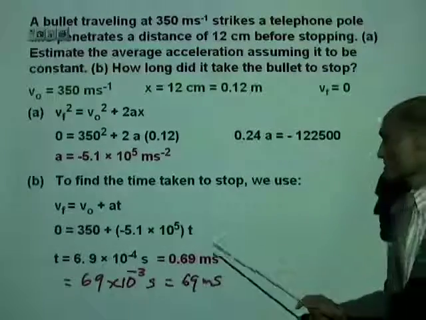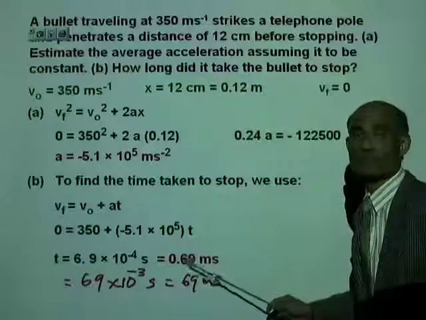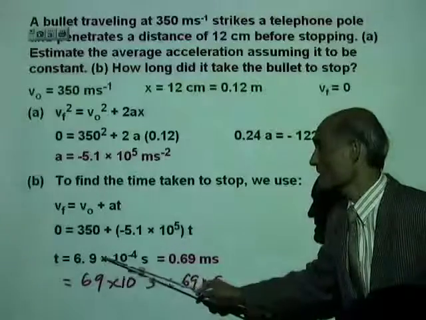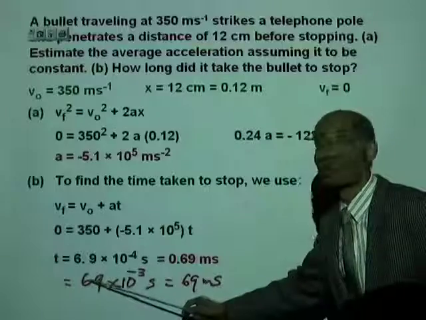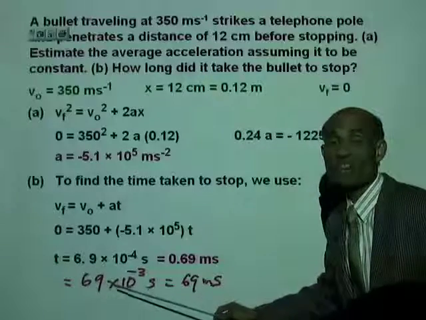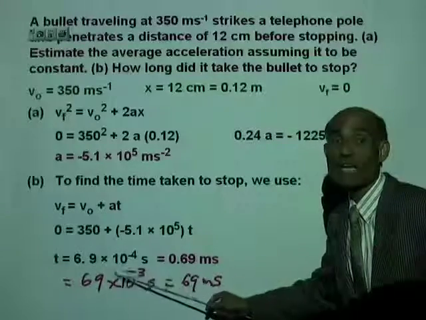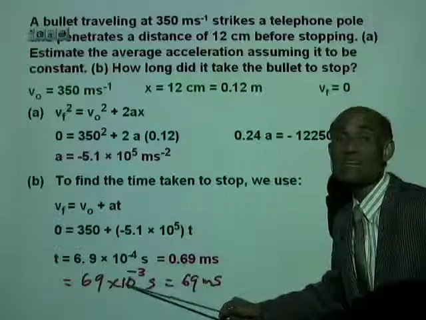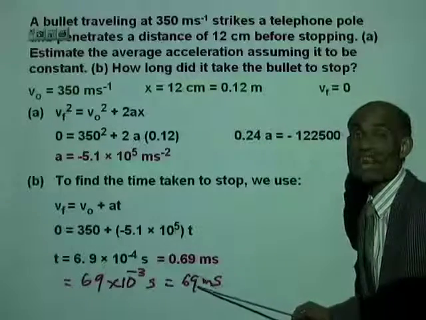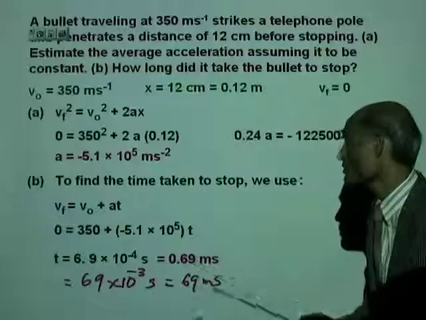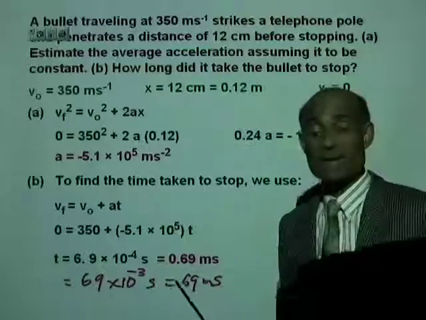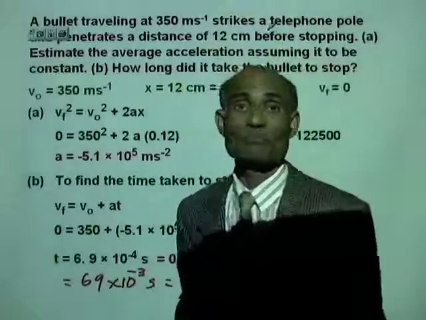Did you figure out if I get this right? Actually, 6.9 times 10 to the negative 4 is the same as 69 times 10 to the negative 3. And 10 to the negative 3 is a milli. So it is 69 milliseconds, not 0.69. So make that correction there.